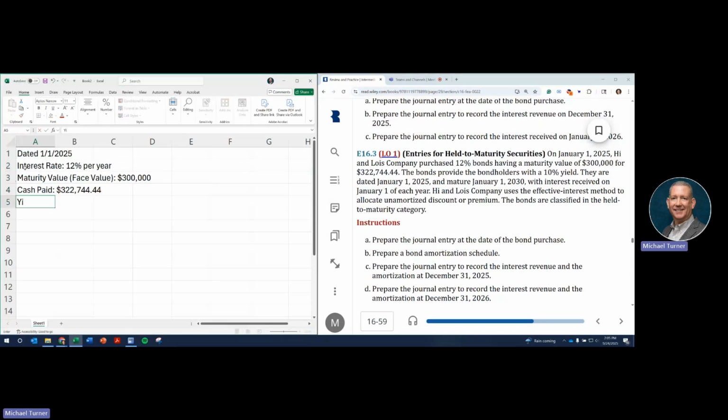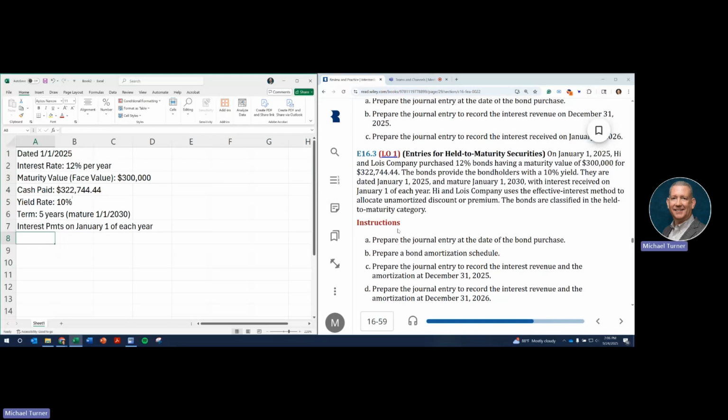Let's see, the yield, which is the market yield rate, is targeted to be 10%. And as we mentioned, they're dated January 1, 2025 and mature 5 years later. So this term is 5 years as they mature on January 1st, 2030. Interest is received on January 1st of each year. It says they use the effective interest method to allocate unamortized discount or premium. The bonds are classified as held to maturity. Okay, that's going to be a little different.